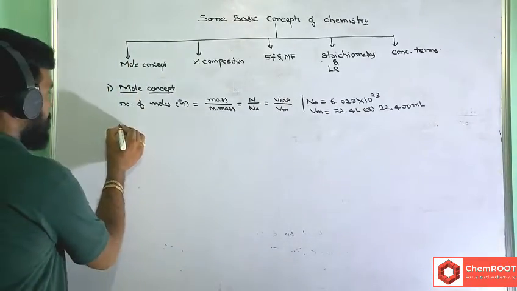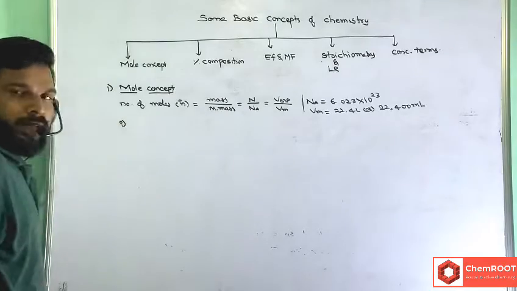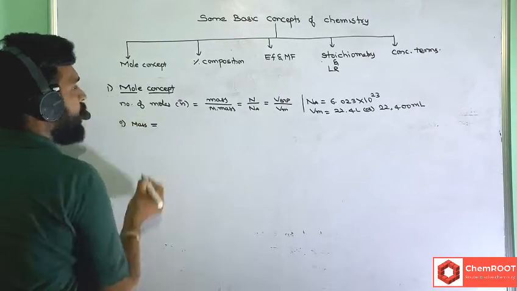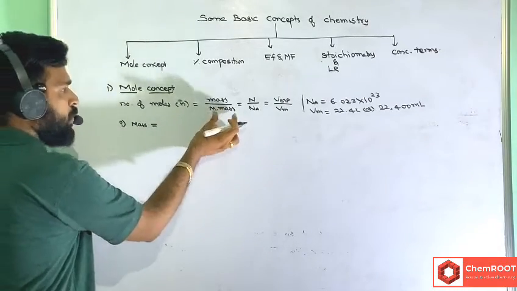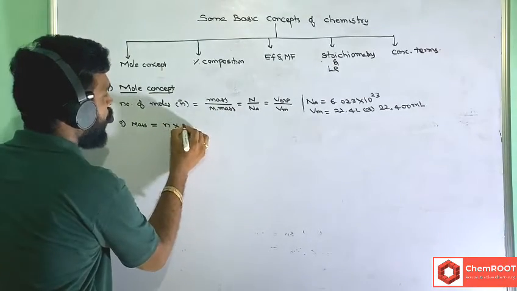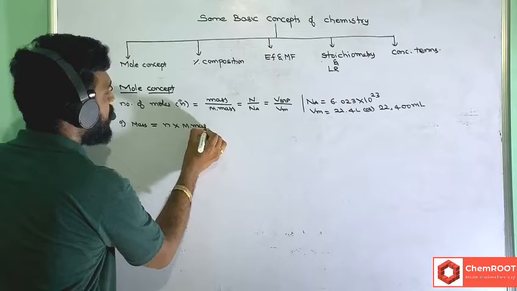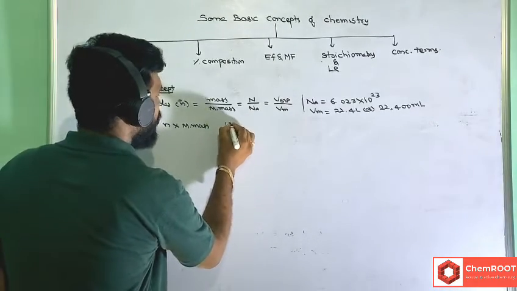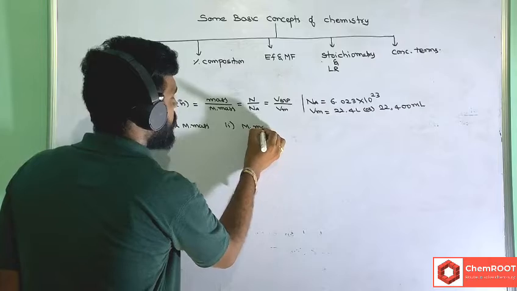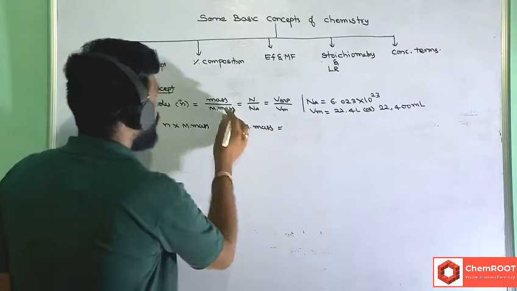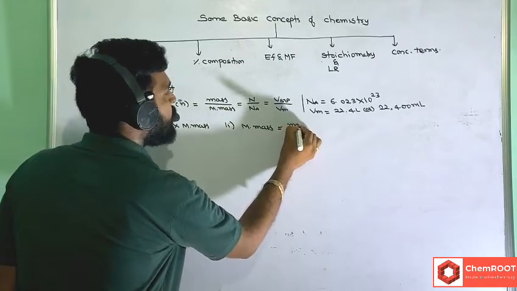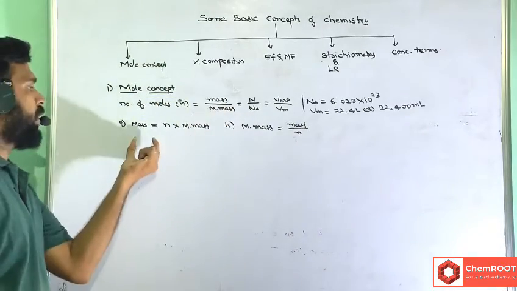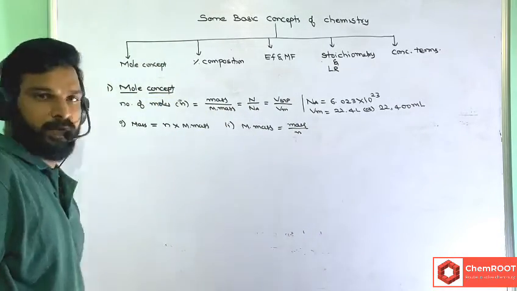First we will check the derived formulas. If we want to find the mass of a substance, then what do we use? Mass equals n into molar mass. This will give you the mass of the substance. Similarly, if you want to find the molar mass of an unknown substance, you can find it as mass by number of moles. So by using the first formula, we can derive the mass and molar mass formulas.